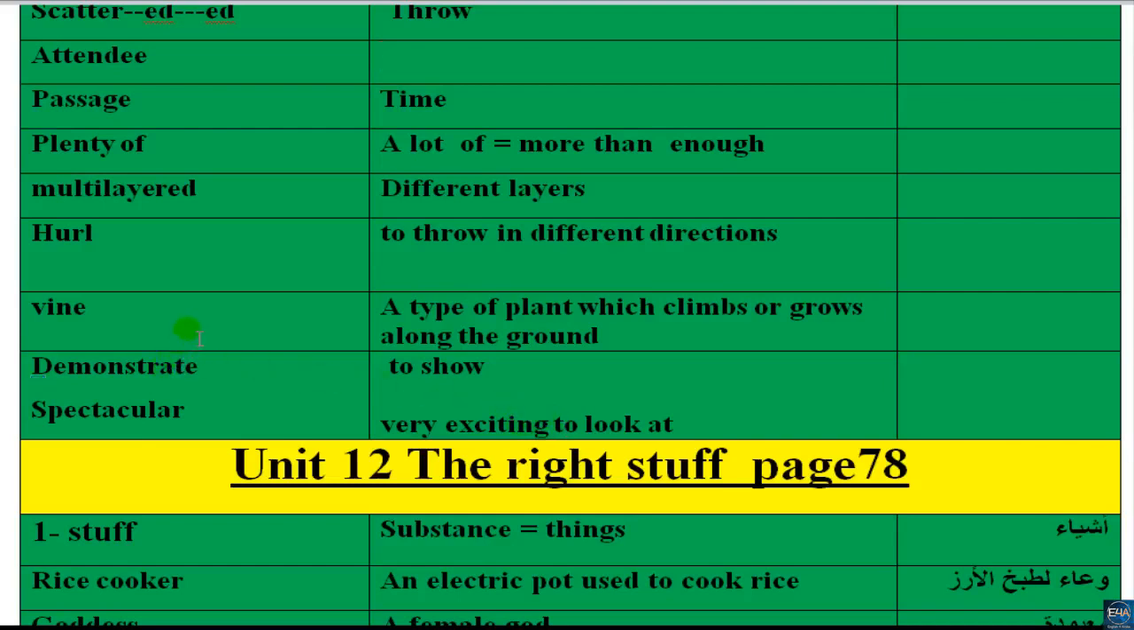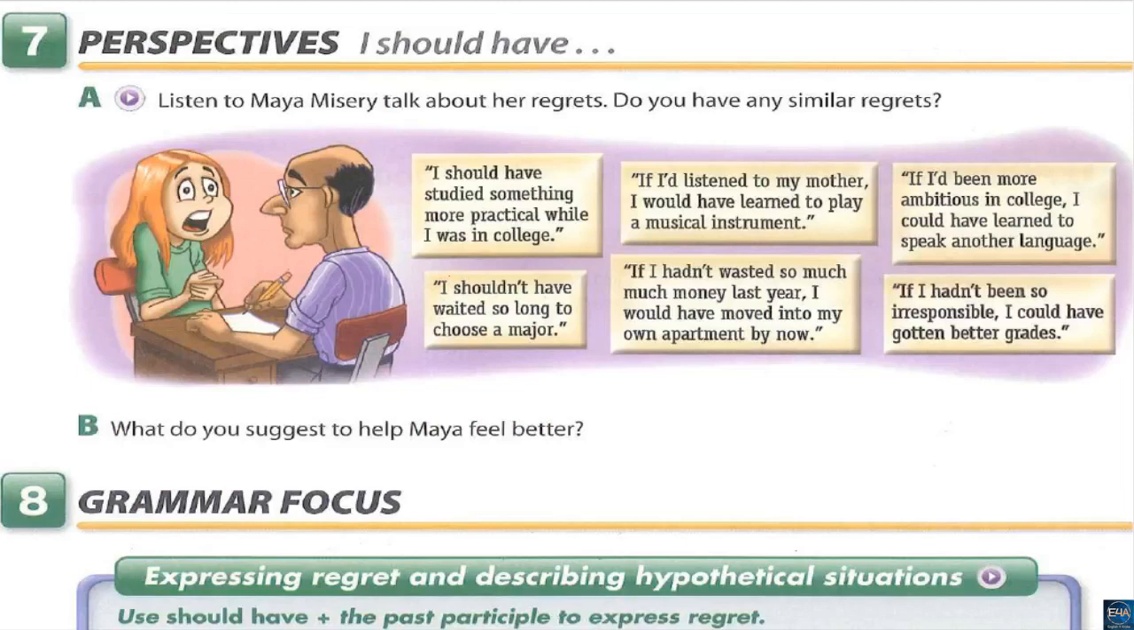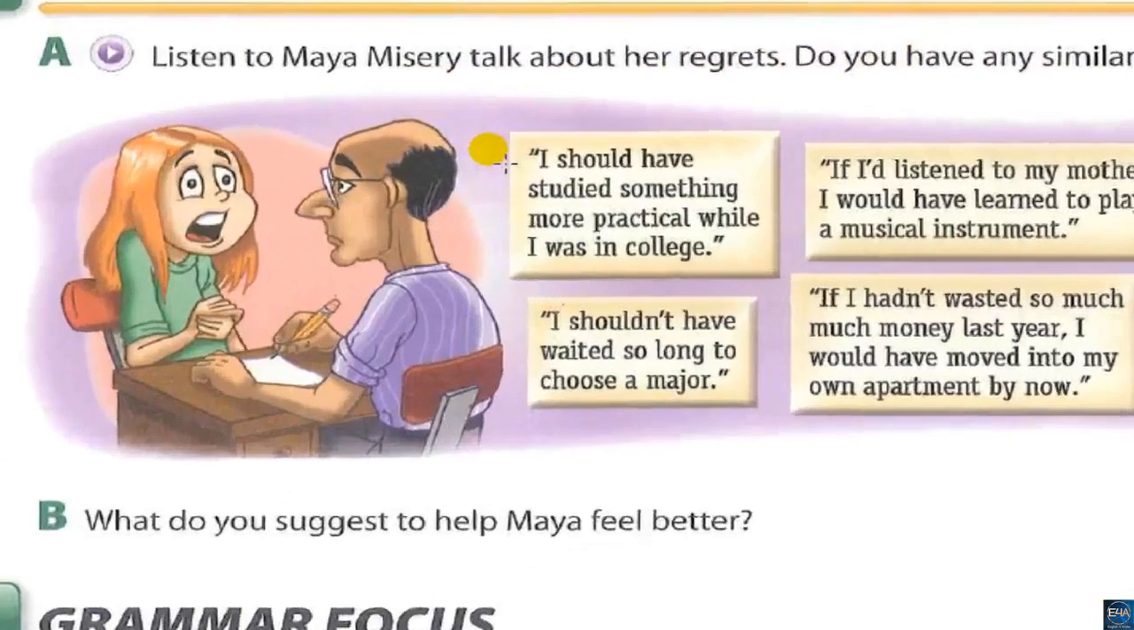Now, let's get started. Page 75, Exercise 7, Perspectives. I should have. Part A. Listen to Maya talk about her regrets. Do you have any similar regrets?